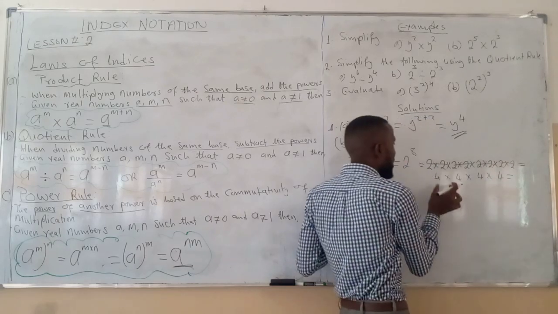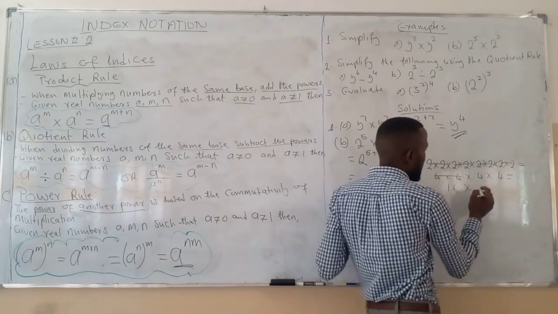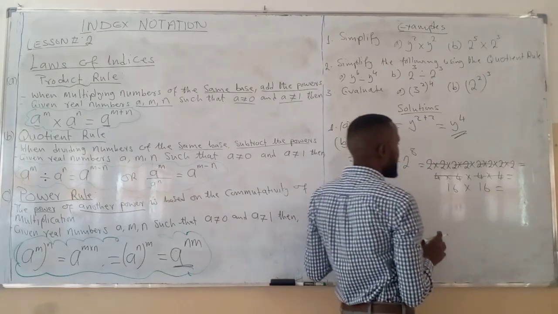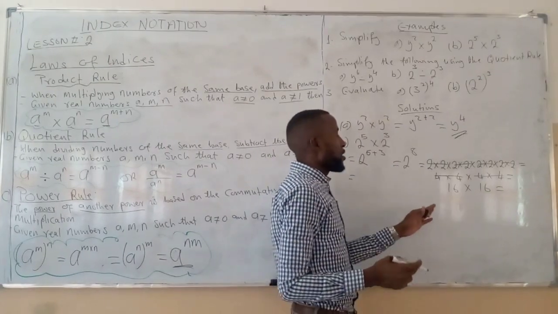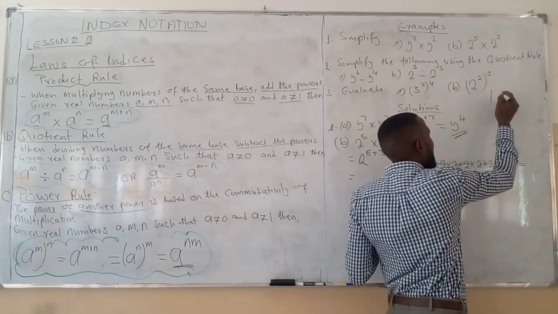Then we have this one. 4 times 4, we have 16. So these 4s are gone. 4 times 4, we also have 16. So these 2 4s are gone. Then now we have, what is 16 times 16? So now, don't use magic or guesswork. Here you have to do your multiplication that you learned.